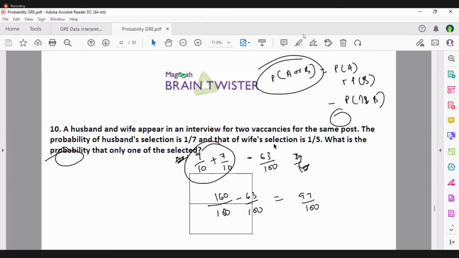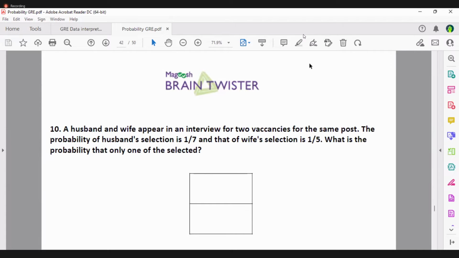A husband and wife appear in an interview for 2 vacancies for the same post. The probability of husband selection is 1 by 7, and that of wife selection is 1 by 5. What is the probability that only one of them gets selected? Anyone who has done this question?